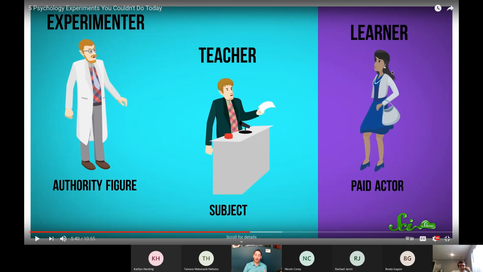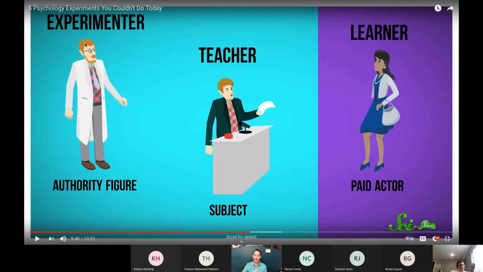And when the learner got a question wrong, they were in another room. The teacher, the actual participant, would give them a shock, or think that they were giving them an electric shock, for getting a question wrong. So the participant that was actually being studied thought that they were shocking a person. And as they went up in shock levels in this learning experiment, the experimenter would say things like, the experiment requires that you continue, or there's no permanent tissue damage, please continue.